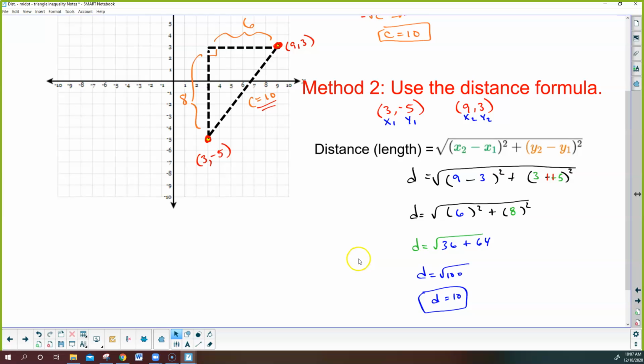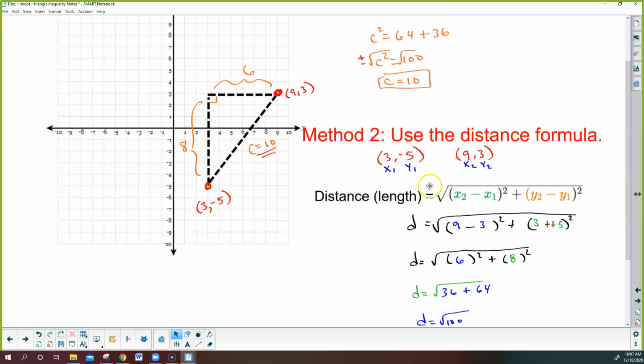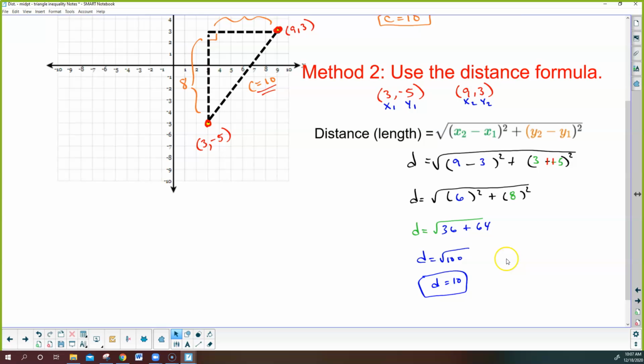Here's how and why I would use this one versus method 1. If they just give me the 2 points, it takes a long time to set up an accurate graph so you can count the rise over run and make a right triangle. So if I'm not given a graph, I'm going to use the distance formula. If I'm given the graph, I'm not going to do this. I'm going to make a right triangle and do Pythagorean theorem. So I'll use method 1 if I'm given a graph, and method 2 if I'm just given the points.